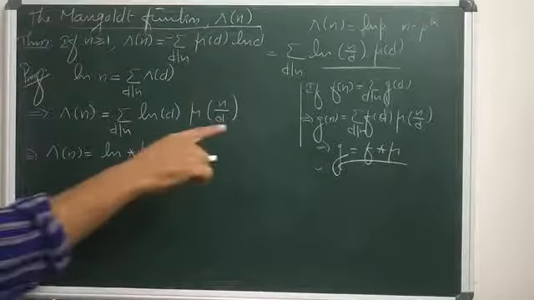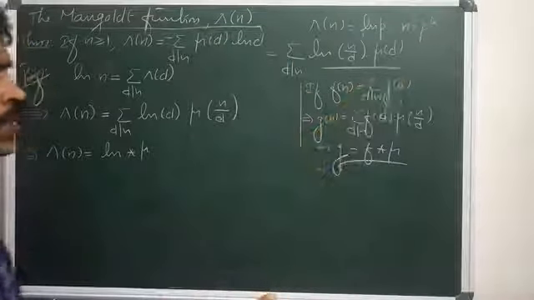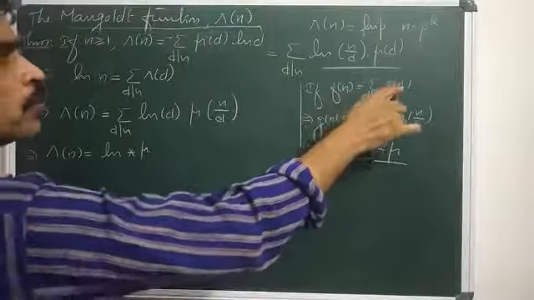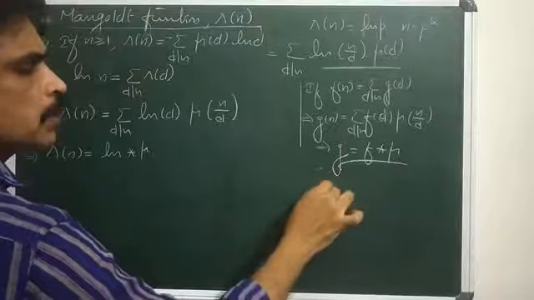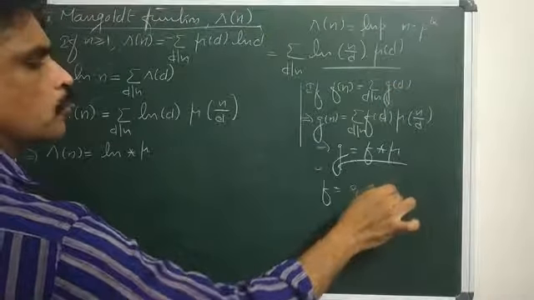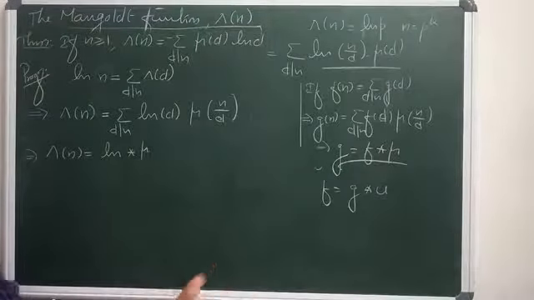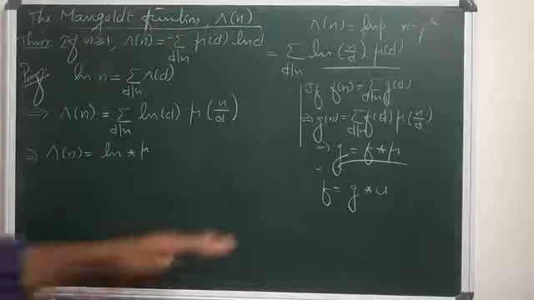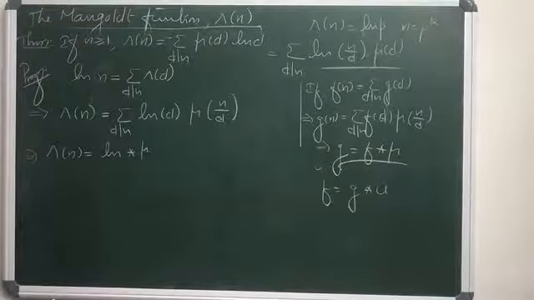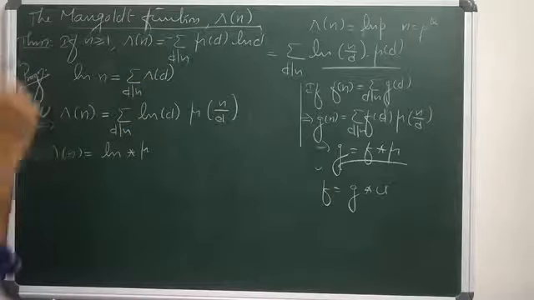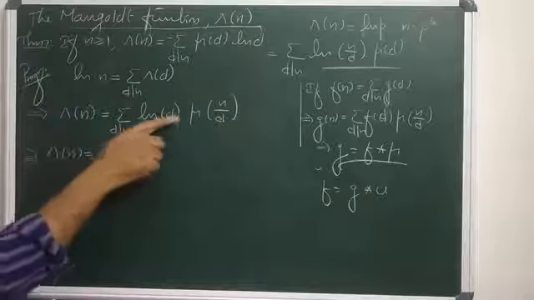Why? Because when f(n) equals Σ_{d|n} g(d), then g equals f * μ. This can be rewritten as f equals g * u, where u(n) is 1, and u(n/d) is again 1, because d runs over all divisors of n. So when f is g * u, then g is f * μ. That is the Mobius inversion formula. Here log n equals Σ_{d|n} Λ(d), then Λ equals log * μ.